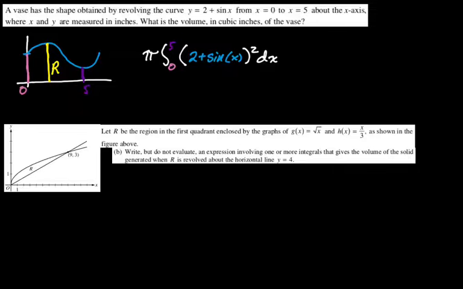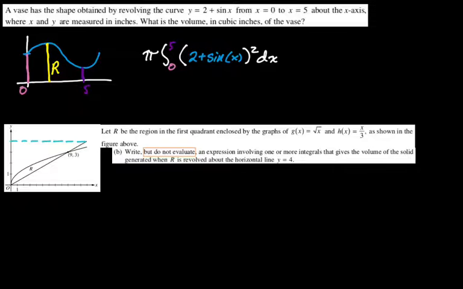R is the region in the first quadrant enclosed by the graphs of g of x, which is root x, and h of x, which is x over 3, as shown in the figure. Write, but do not evaluate, an expression involving one or more integrals that gives the volume of the solid. That is the best thing you can see on the AP exam. R is revolved about the horizontal line y equals 4. I don't know why you would think you would need more than one, but whatever.